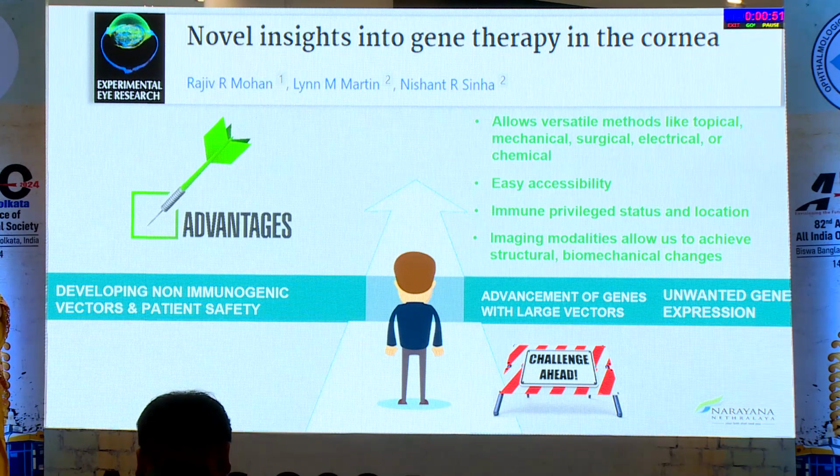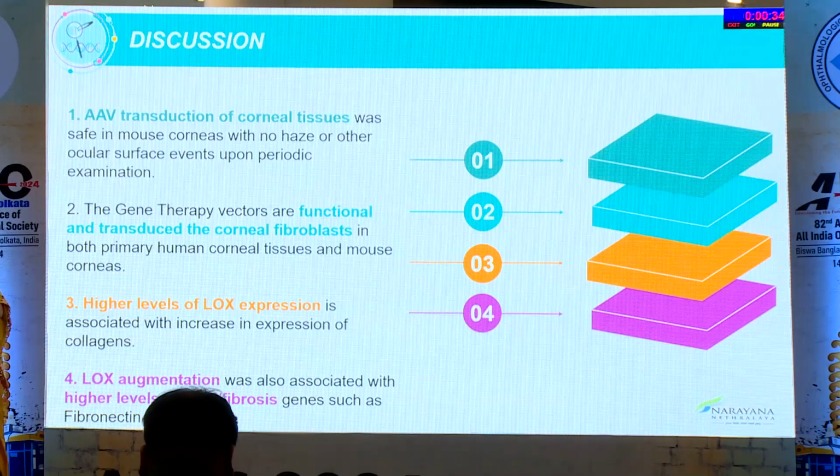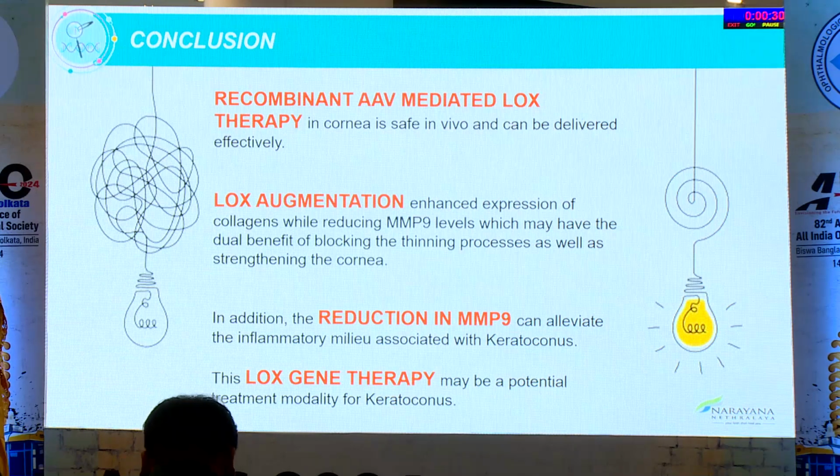Why cornea? Because it allows versatile methods of delivery like topical, mechanical, surgical, electrical, and chemical. And not only can we inject it, but we also have imaging modalities for structural and biomechanical changes, which can be studied in the cornea, which is quite effective. So AAV transduction of corneal tissue was safe, and a recombinant AAV-mediated lysyl oxidase therapy can be effective in cornea, can be safe, and can be delivered.